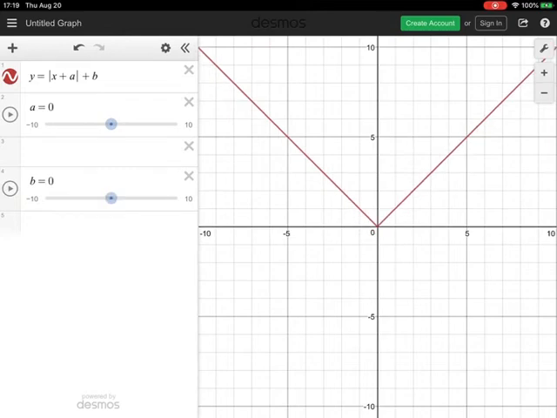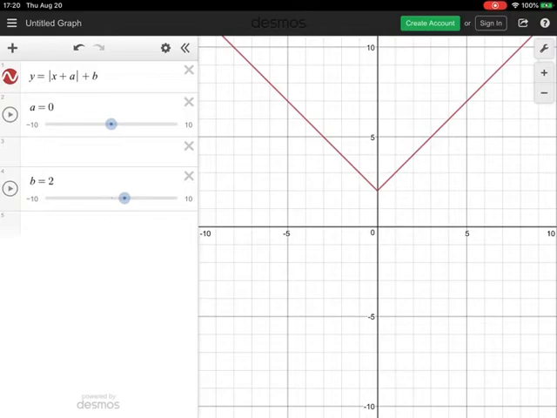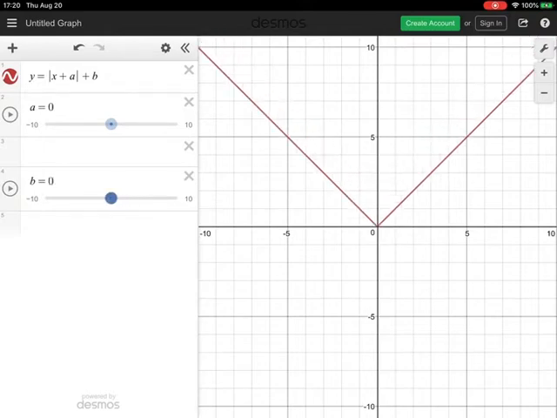We're going to adjust the b first, which is outside the absolute value. And we're just going to play. If b is positive, what happened to the graph? This is if a and b are 0, so you just have the basic y equals absolute value of x, because a and b are 0. Pretend they're not there. It's a perfect v, slope of 1, with its vertex at the origin.